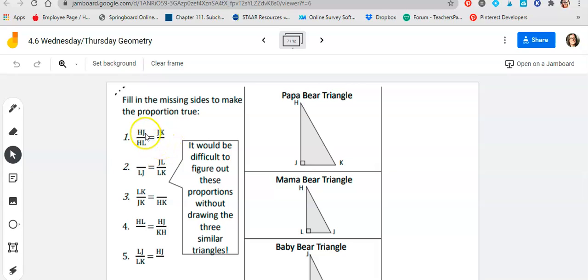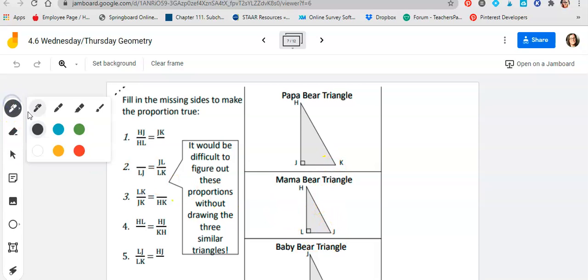So, for instance, HJ is to HL. So I see an HJ here and an HL here. I also see an HJ here. So you kind of have to look at the other letter, JK. So JK is over here. So it would seem like if you go HJ is to HL as JK is to LJ. So you could come over here and put LJ. So that's how you're going to do these problems.